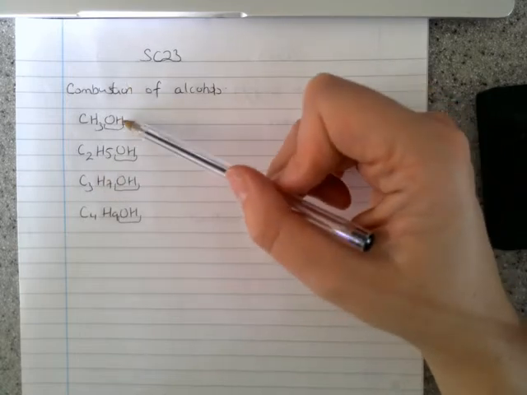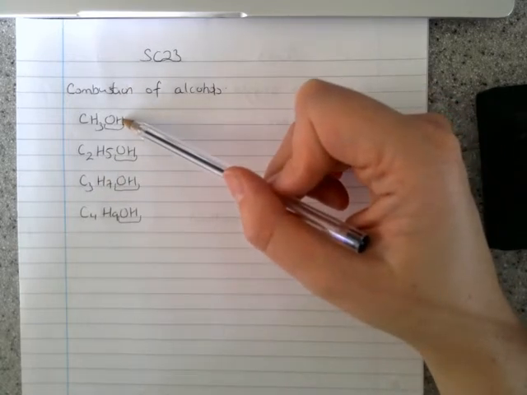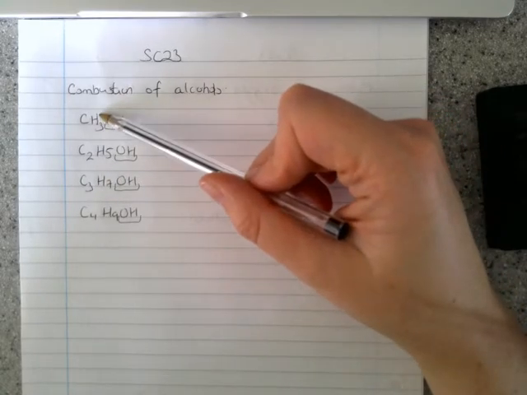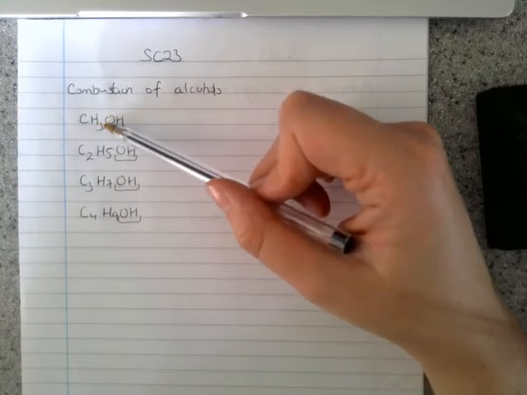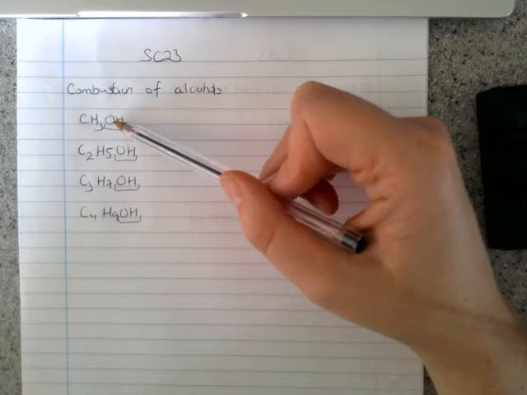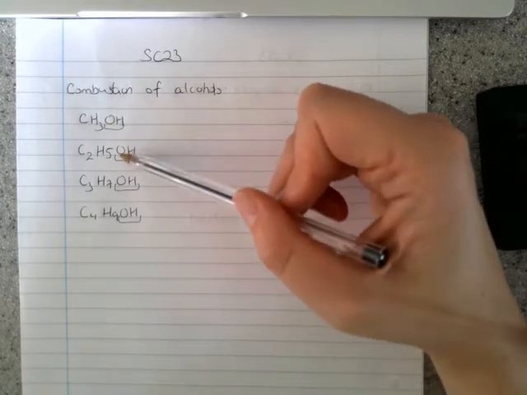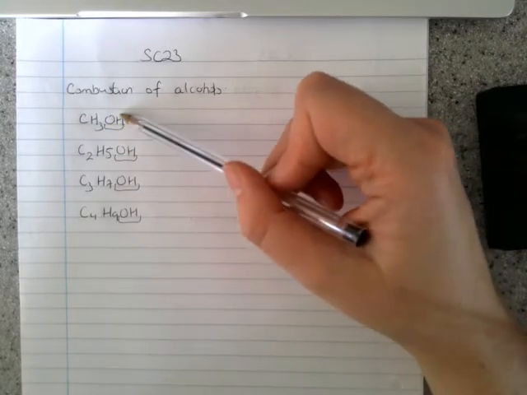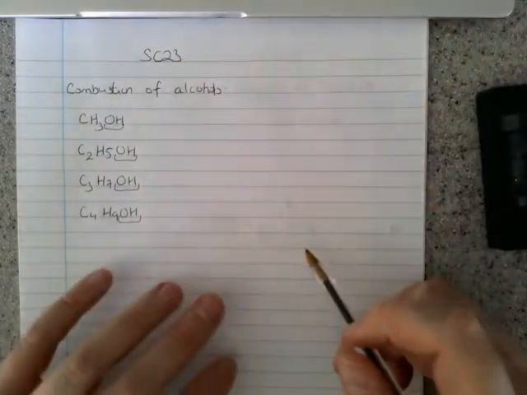Now you may ask why I've written this hydrogen here at the end instead of including the hydrogen here, so CH4O. CH4O is totally acceptable. The reason I've written it this way is just to highlight the functional group, but if you put this hydrogen with the other hydrogens, that would also be fine.